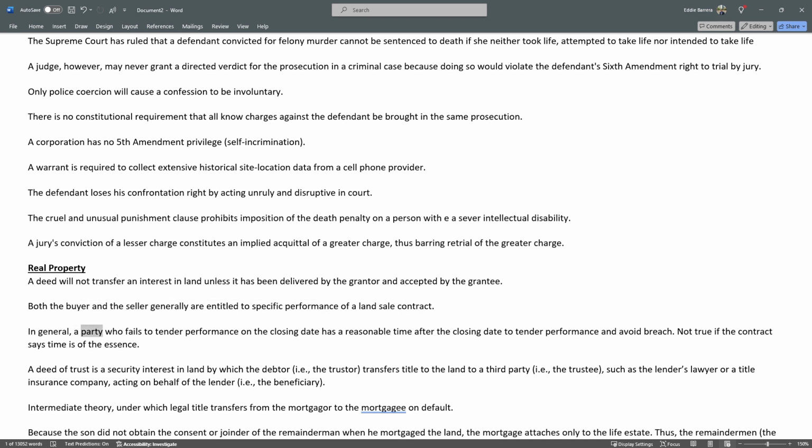In general, a party who fails to tender performance on the closing date has a reasonable time after the closing date to tender performance and avoid breach. Not true if the contract says time is of the essence.